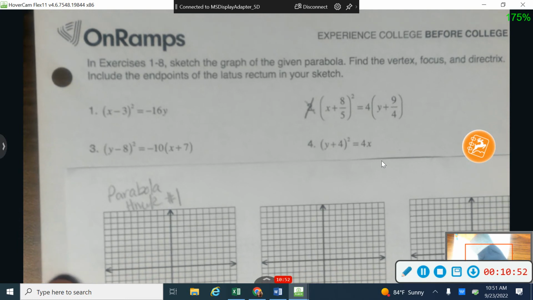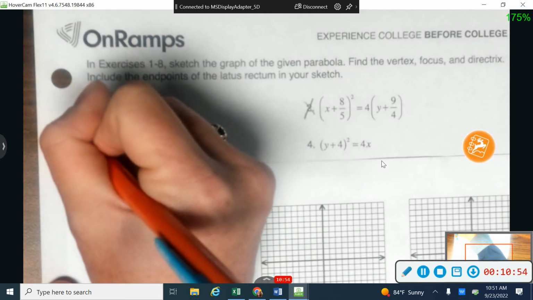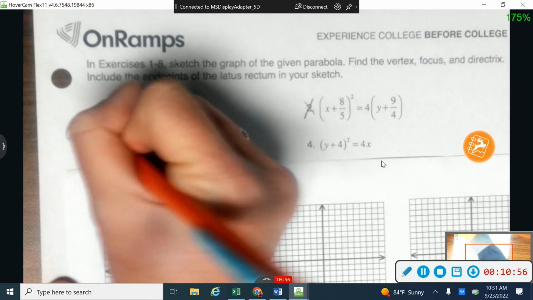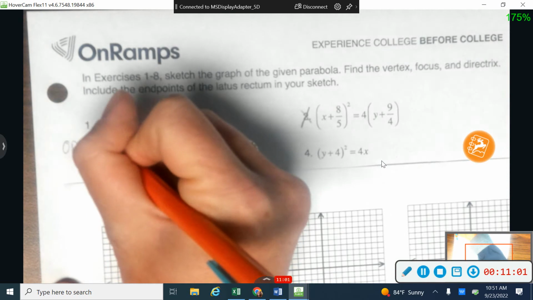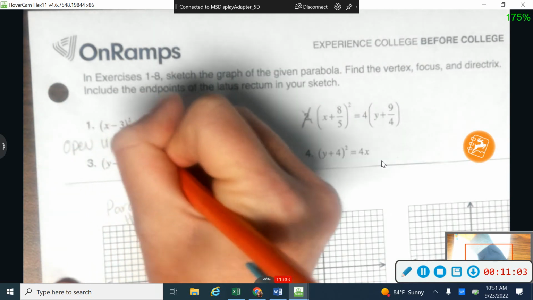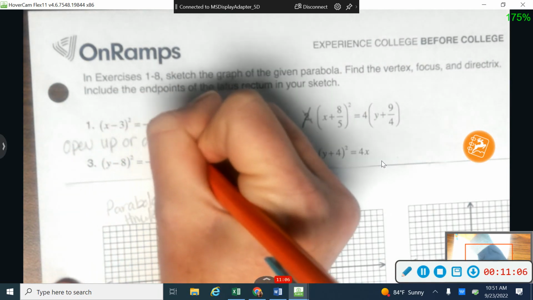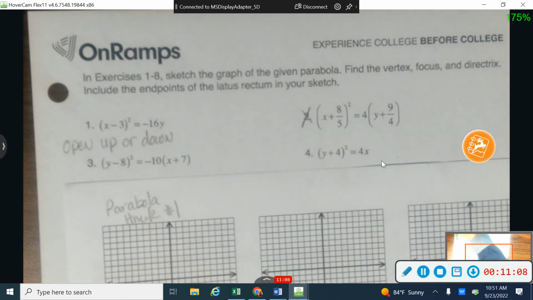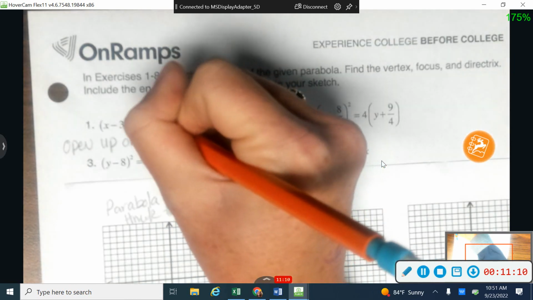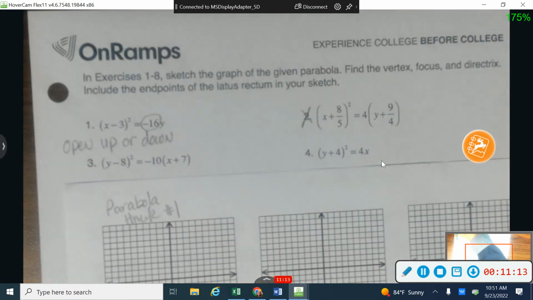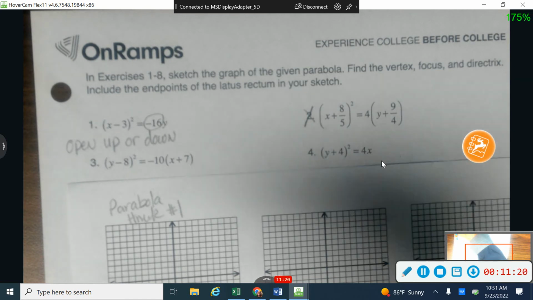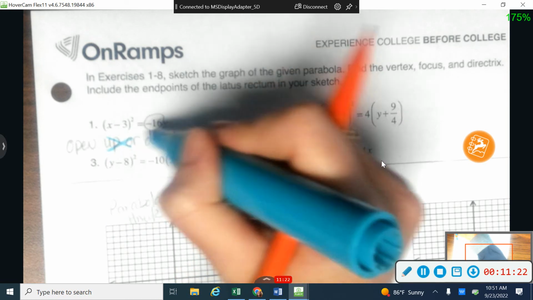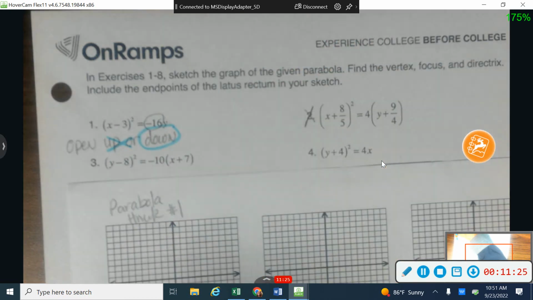Okay, let's start with the direction that we're going to open. It's always a nice way to start. So on number 1, x is squared, kind of like my parent function for x squared. So I'm going to say this one either opens up or down. Here's my number that's in front of y right here. So that's going to be my 4p value. And because it's negative, it's going to be down. That's right. Good. Very good job.